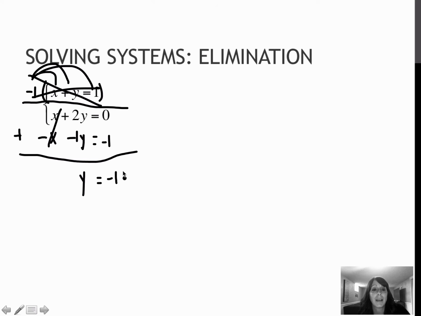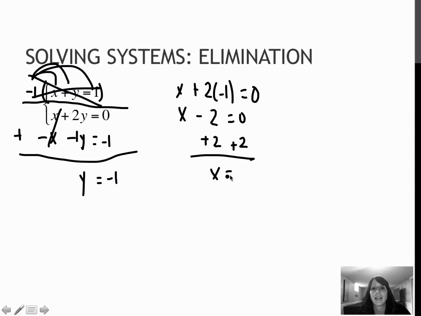Now I'm going to take my negative 1 and I will plug it into whichever equation I choose for y. This gives me x minus 2 equals 0. By adding 2 to each side, I get that x is 2, and so my solution is 2, negative 1.